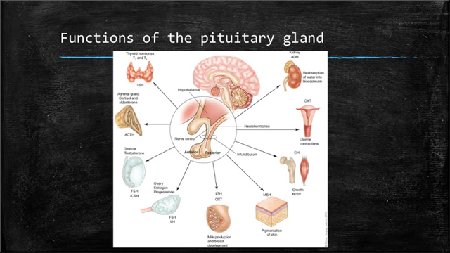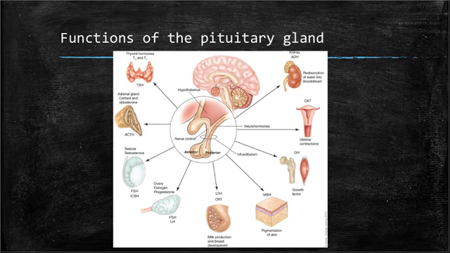Let's look at the anterior lobe hormones first. Follicle-stimulating hormone, this stimulates the ovaries to produce ova and stimulates the testes to produce spermatozoa. Luteinizing hormone, this stimulates ovulation in females and stimulates the testes to produce testosterone. Thyroid-stimulating hormone stimulates the thyroid gland to produce thyroxine.